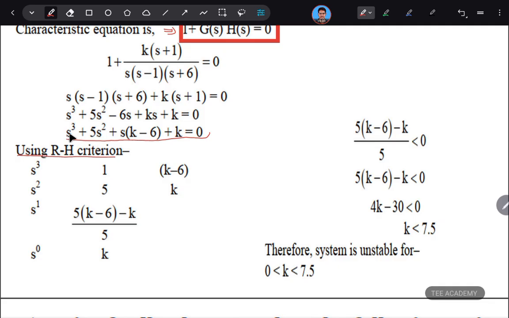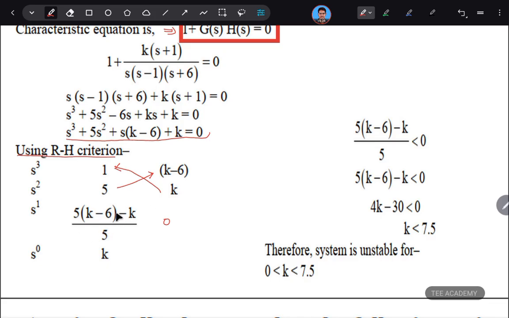Okay, so for the s cube row, we take the odd terms. The first one is the odd term 1, and the second is the odd term k minus 6. For the s square row, I will take the even terms: 5, and after 5 there will be k. Again, cross multiplication like this. So 5 into (k minus 6) minus k into 1, divided by k here. After that we have a 0. So this is what we got here.